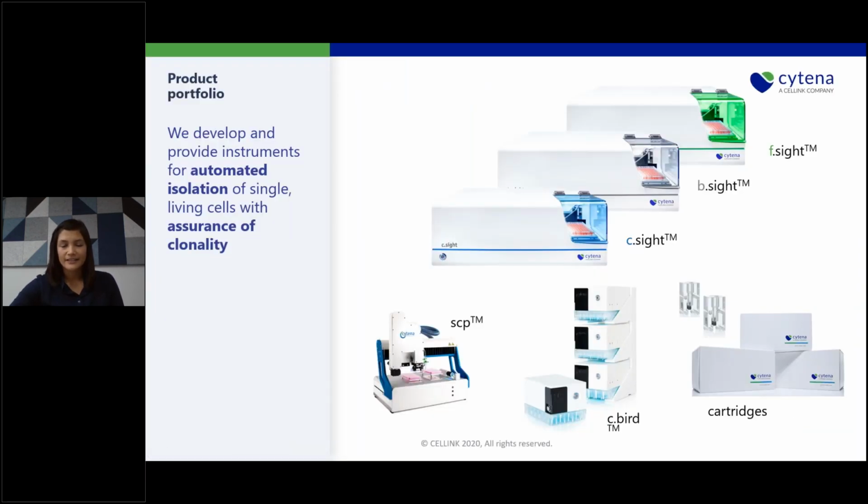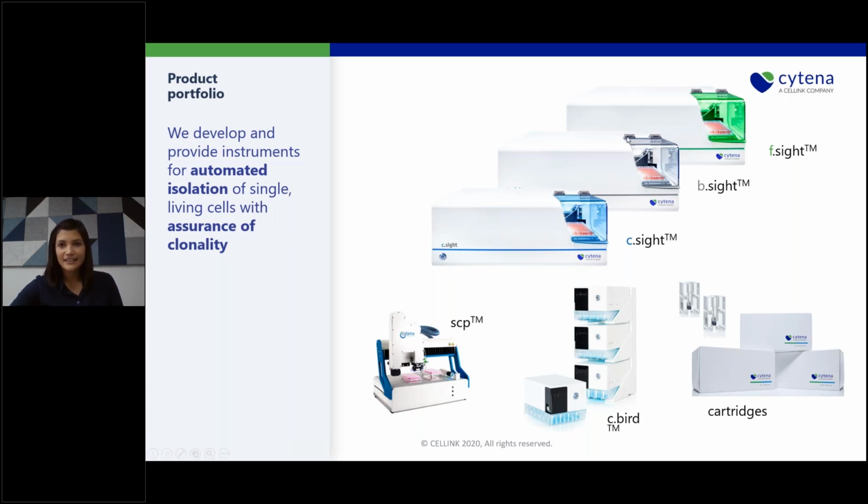So as I already said, CYTENA is a company based in Germany, so it's actually in Freiburg. And the company provides instruments for automated isolation of single living cells, and this with the assurance of clonality. So here you can see the SCP. So this is the first single cell printer, which was launched in 2015.